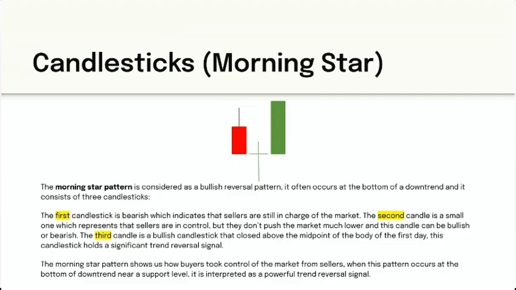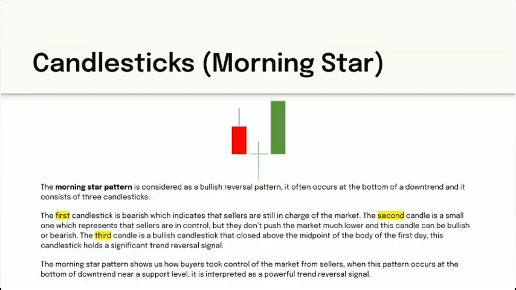And the fourth and last criteria for a morning star is that the third candle must be a bullish candlestick that closes above the midpoint of the first bearish candle. Okay, so these are the 4 criteria of the morning star candlestick.